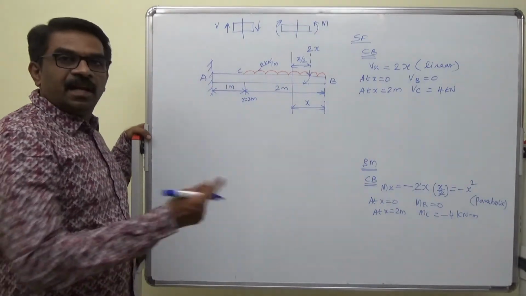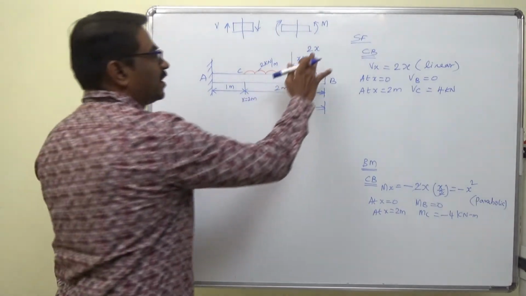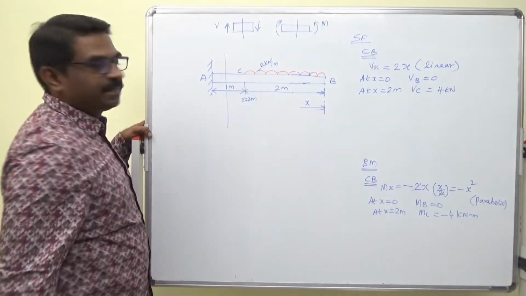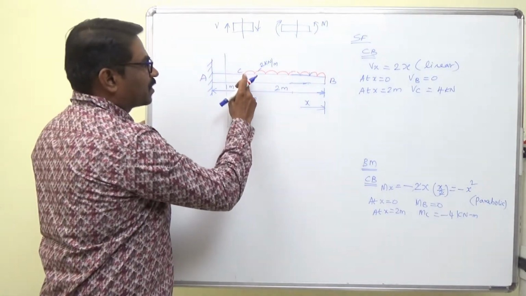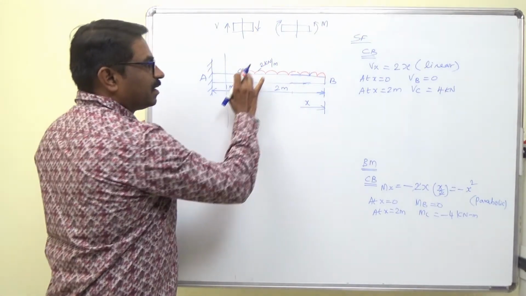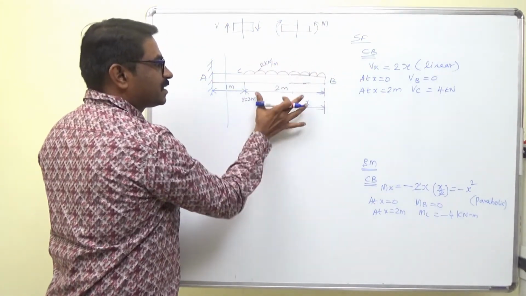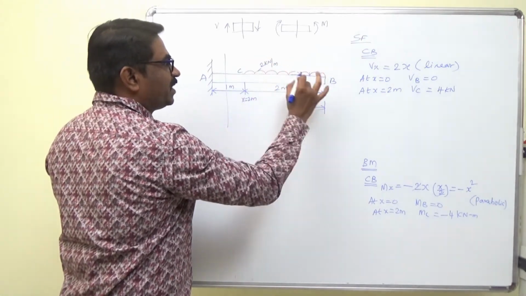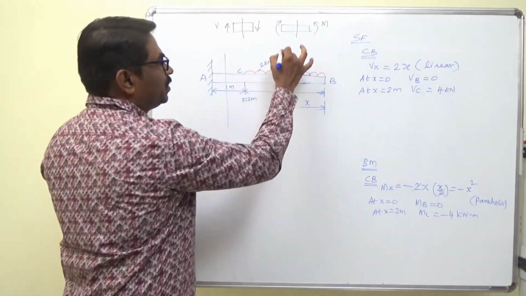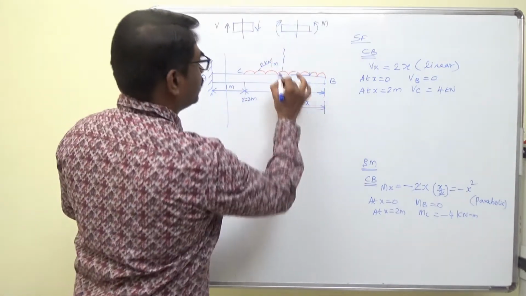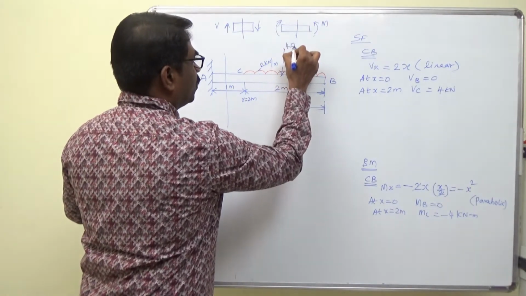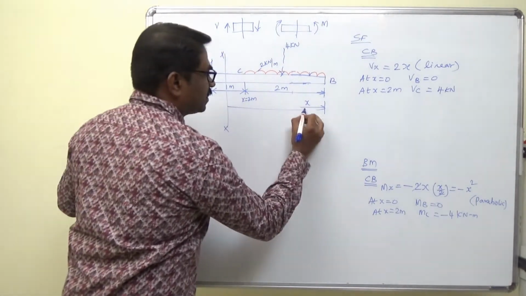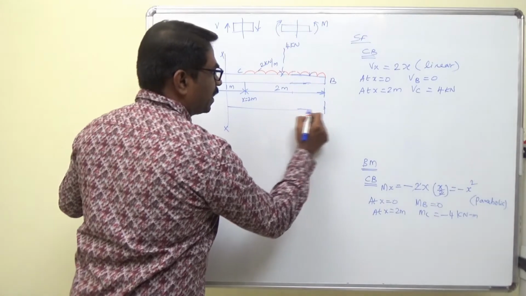Right? Now to the second segment. So I will erase all this. Now I will pass the section here. See here, once we crossed C, the entire UDL is up to 2 meters only. So now I can change the entire UDL into a point load. 2 into 2, it will be acting at mid, so 4 kilonewton. So now I have passed the section. It is X distance from the free end.